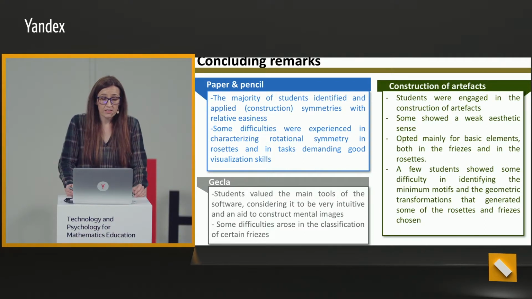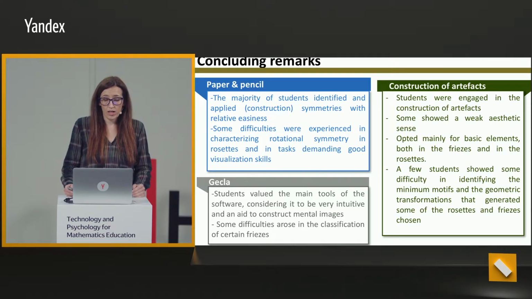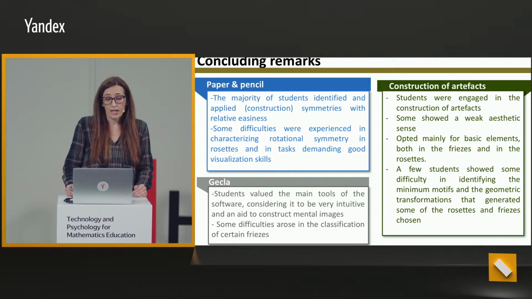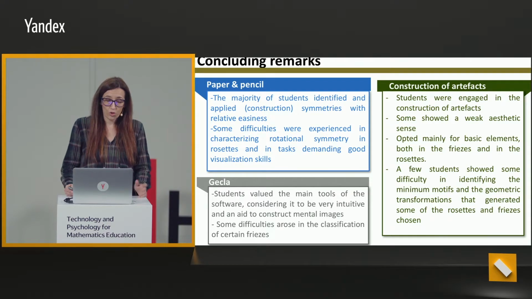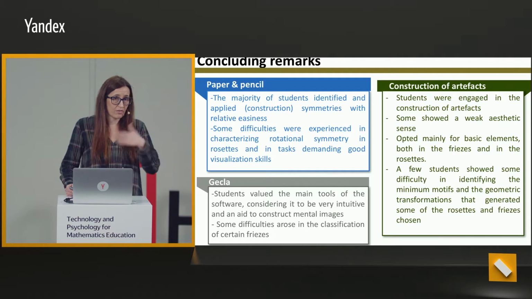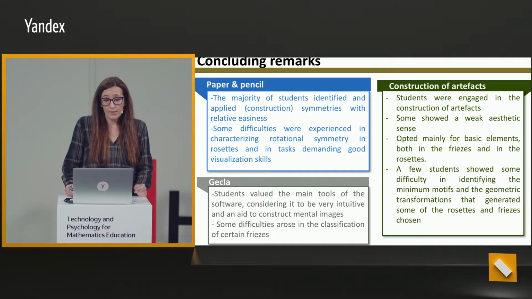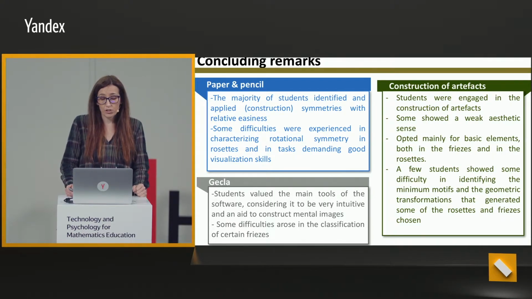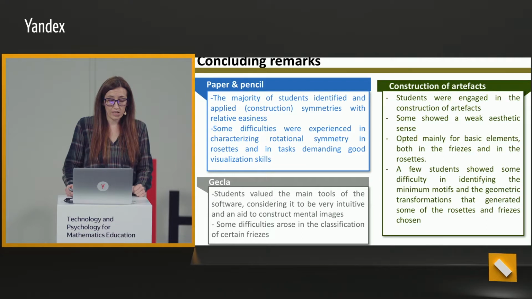In the artifacts, they were engaged while they had to construct them. Some of them showed a weak aesthetic sense because they used whichever technique they wanted. They opted mainly for basic elements, both in friezes and rosettes, and a few students showed some difficulty in identifying the minimum motifs and the geometric transformations that generated some of the rosettes and friezes.